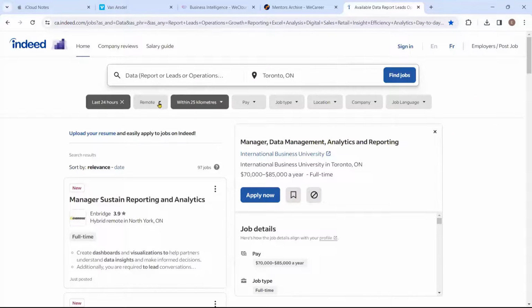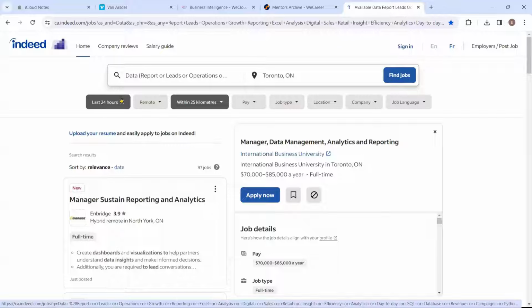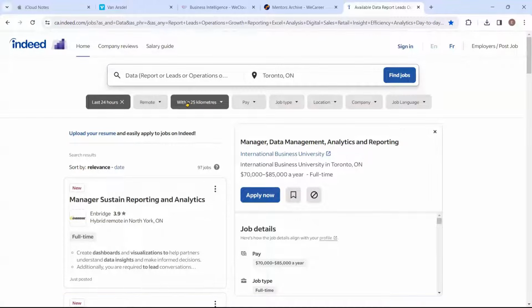There's one more thing I want to show you. I configured this search to be within the last 24 hours. So that means every day I click this search, it's going to return different jobs. It will return only jobs that got posted in the last 24 hours. So fresh, new postings. I also put within 25 kilometers of Toronto. So this is basically the GTA. This search returns 97 jobs today.